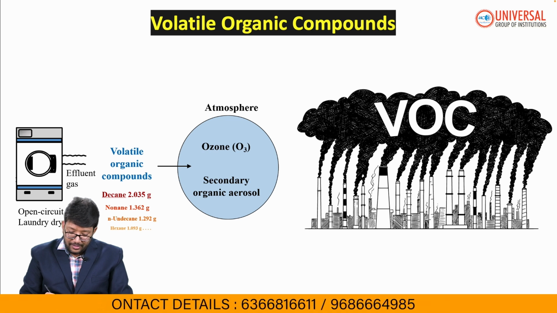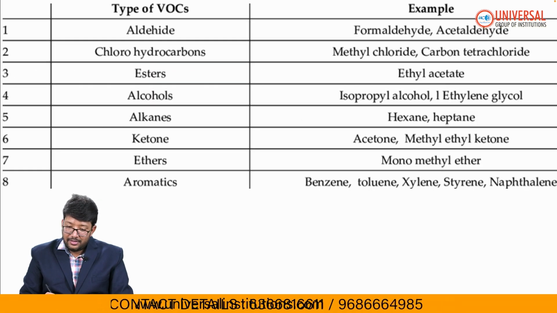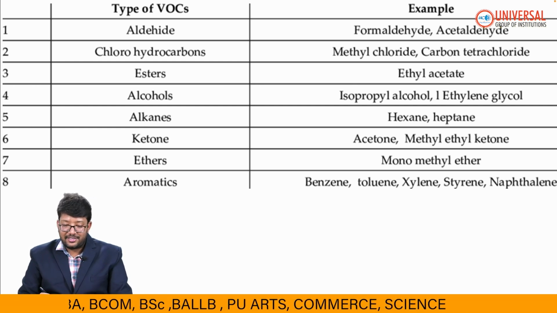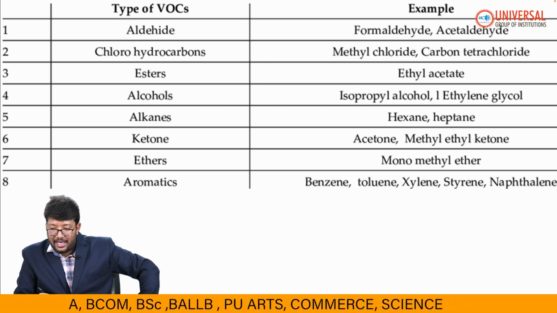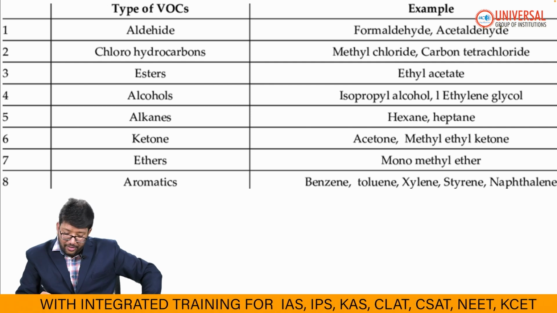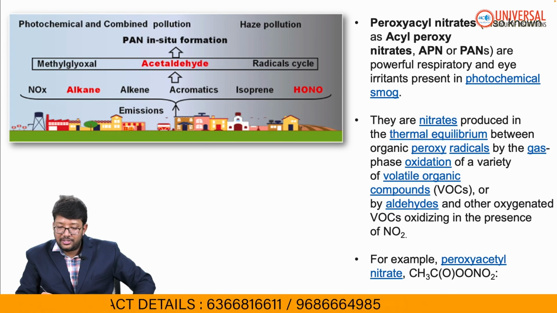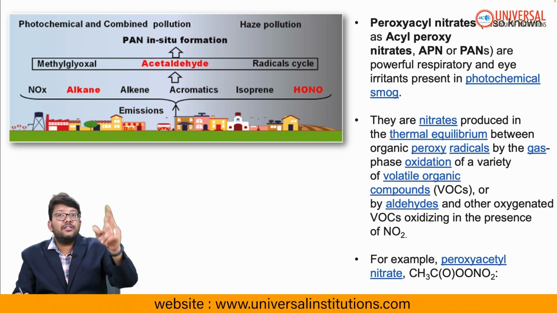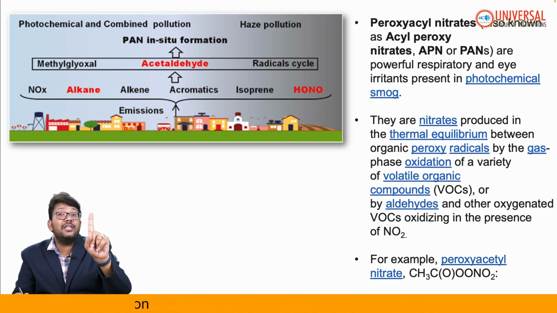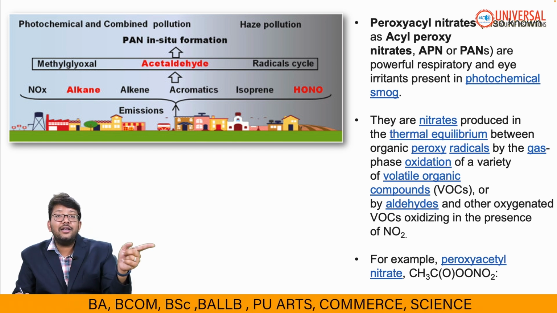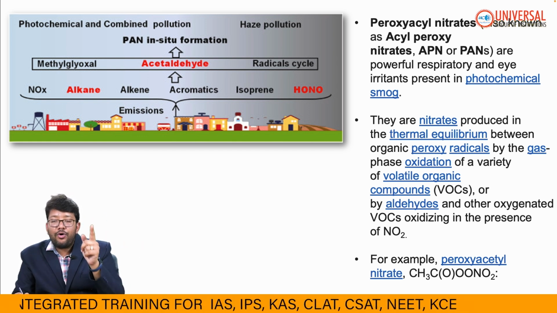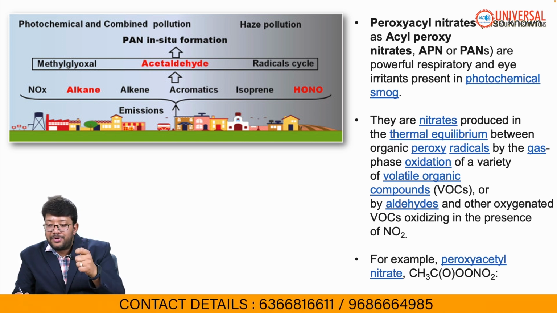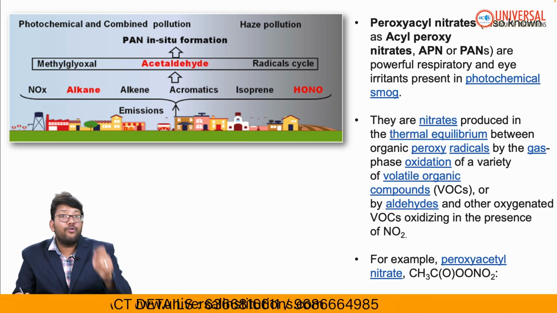Remember that. These are the types of VOCs. You can pause the video and check it out: aldehydes, esters, alcohols, alkenes, ketones, ethene and aromatics. These are the examples. Please have a look at them, because in prelims multiple choice questions these will help you. When photochemical smog was forming, two components were formed. First was O3, ozone, and second was PAN. PAN full form is peroxyacyl nitrates. Remember that these are powerful respiratory and eye irritants present in photochemical smog.